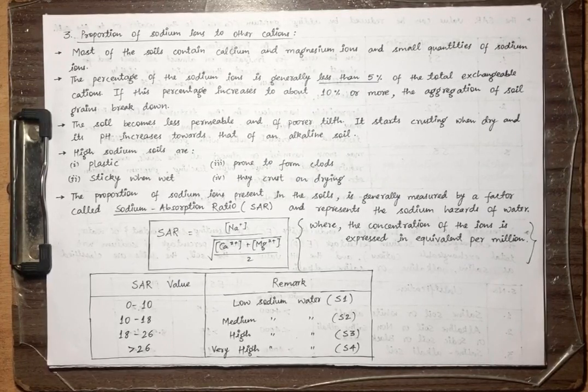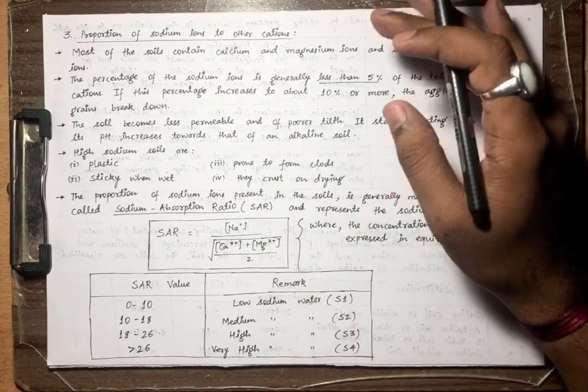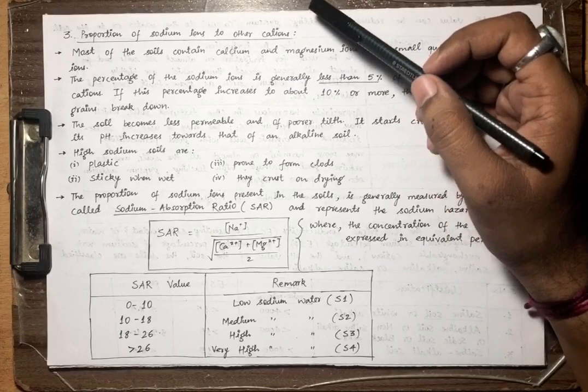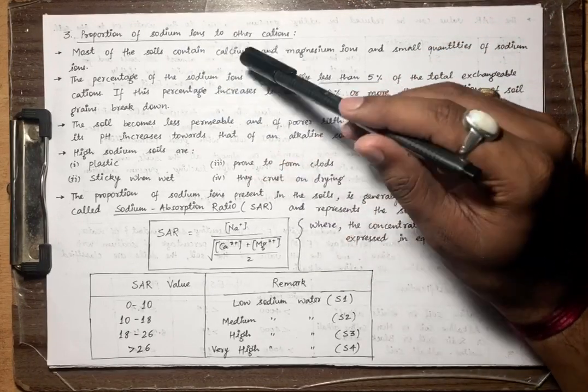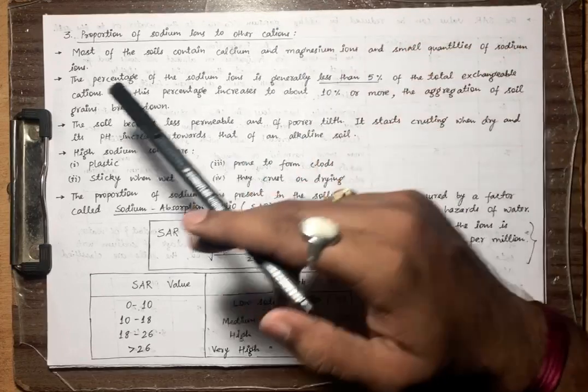So we were learning about the impurities which can hamper the plant's growth. There were a total of 6 kinds of impurities possible. First was sediment, second was total concentration of soluble salt. Let us see the third one, the proportion of sodium ions to the other cations.